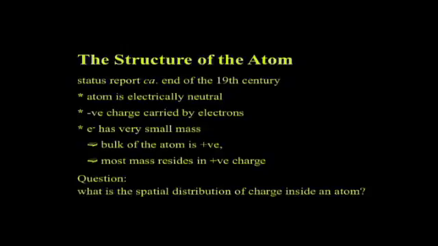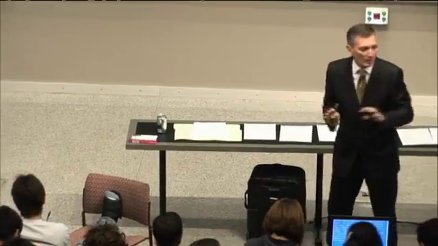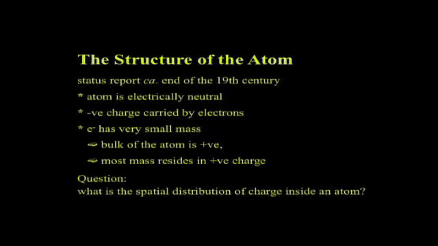The atom is electrically neutral. The negative charge is carried by electrons. We knew that there was some carrier of negative charge. We knew further that this electron is very, very tiny, small mass. And so if it has very small mass, then by difference, the bulk of the mass of the atom must be contained in the positive charge.